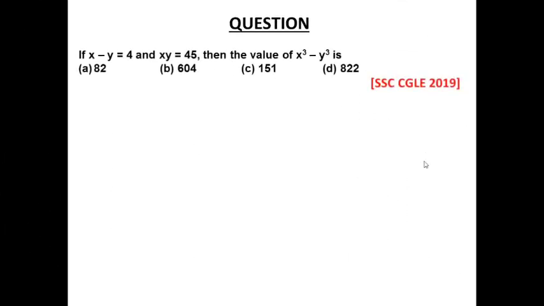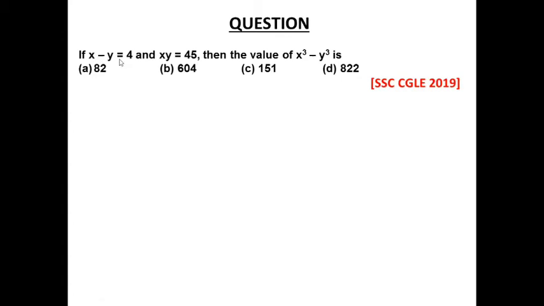The question says, this question is from the Staff Selection Commission CGLE 2019 paper. If x minus y is equal to 4 and xy equal to 45, then the value of x cube minus y cube is A, B, C, D. Four options are also given. So let us solve this question and find out the correct answer.